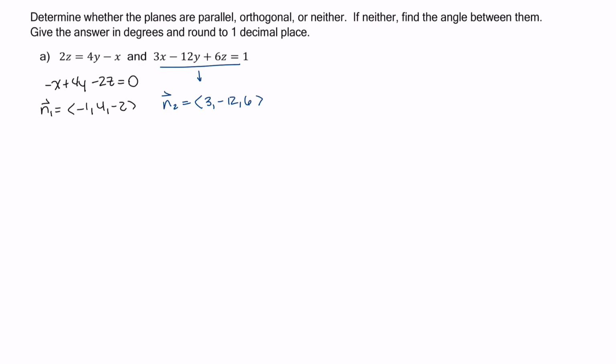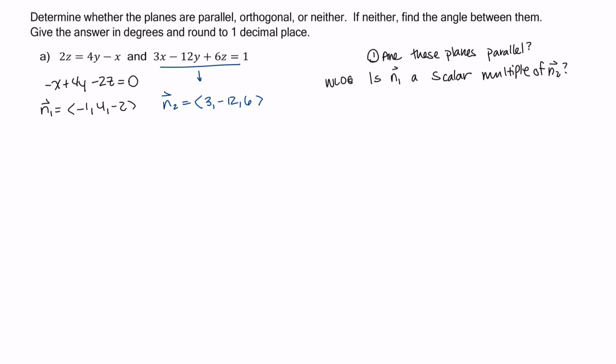Okay, so now that I have these normal vectors, we have to do two things. We have to ask ourselves, are these parallel? That is, are these planes parallel? Well, what we're looking to see is if the normal vectors are scalar multiples of the other. Now, to determine if these are parallel, ask yourself, is one vector a scalar multiple of the other? I should say either way works. So that is the question you're asking.